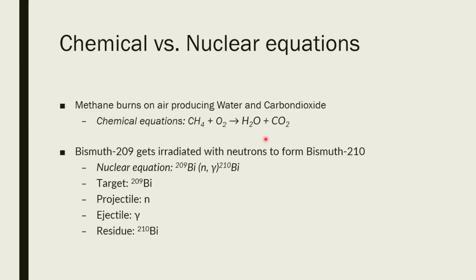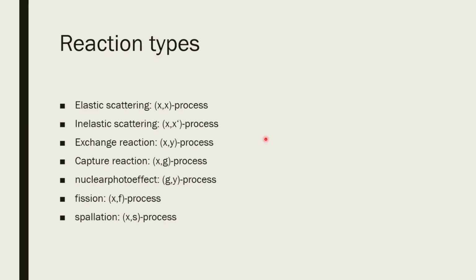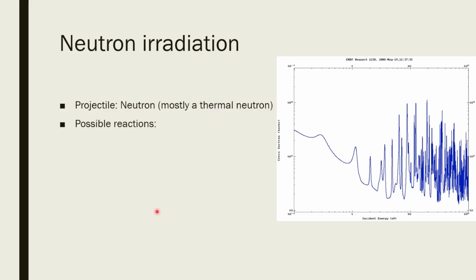Now we classify different reactions into different types. So, for example, we have the elastic scattering and the inelastic scattering. These are very fast processes that we don't talk about. But for now, we are focusing on the exchange reactions and the capture reactions. And sometimes fission is also quite common when it comes to nuclear chemistry. Okay, this is what it normally looks like.